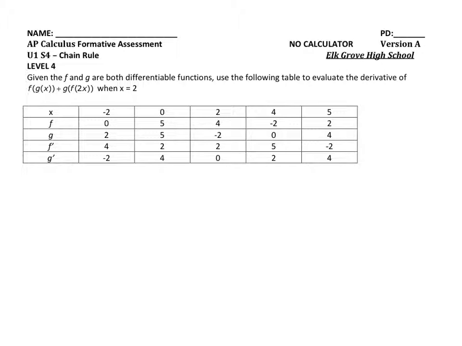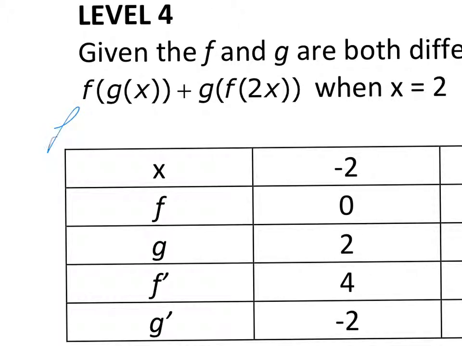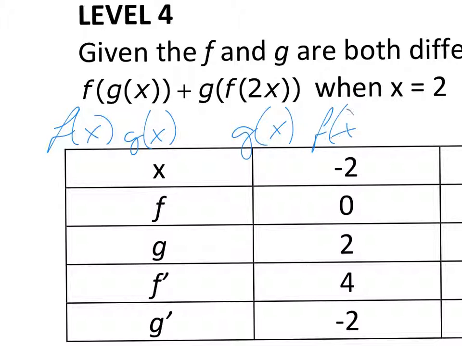Finally, we'll move to level 4 here. We see in this case, again, a more difficult application of the chain rule represented through a symbolic lens. Okay, here we go. So I want that derivative when x equals 2. I have a table of lots of values, and I have plenty of compositions. I have two functions here, f of x and g of x. And I have three functions here, g of x, f of x, and 2x.